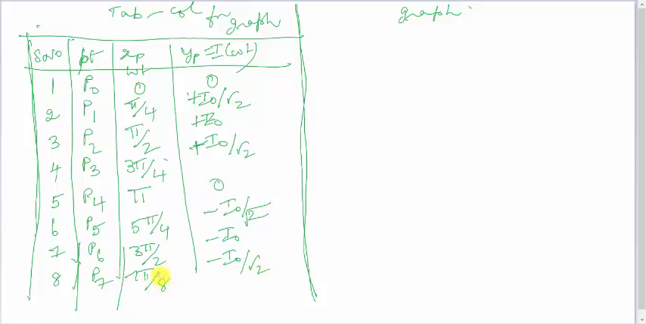Continues to be in the fourth quadrant. 3 pi divided by 2, this is the fourth quadrant, sign will be negative. Ninth will be P8. P8 will be 8 pi by 8, which is 7 pi by 4, I am sorry, 7 pi by 4. Then that will be 2 pi. That will be 2 pi and here it will be 0 once again.